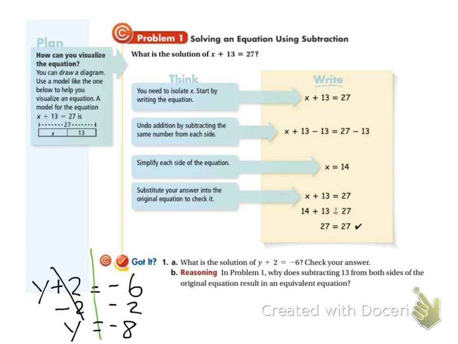Then I can plug my answer back in and check it. So my equation is y plus 2 equals negative 6. I can plug in negative 8. Negative 8 plus 2 gives me negative 6, and negative 6 is equal to negative 6.